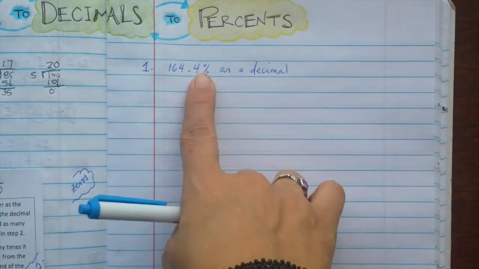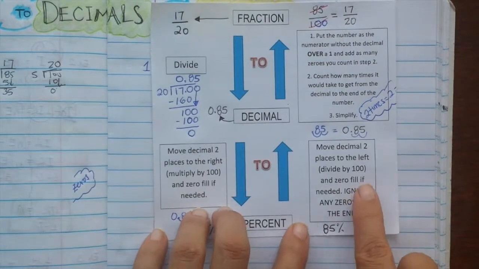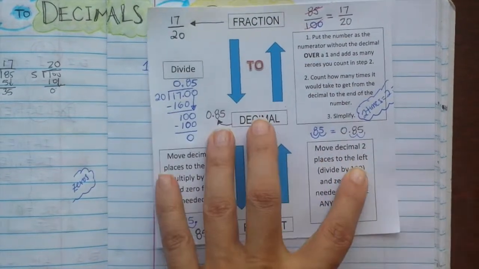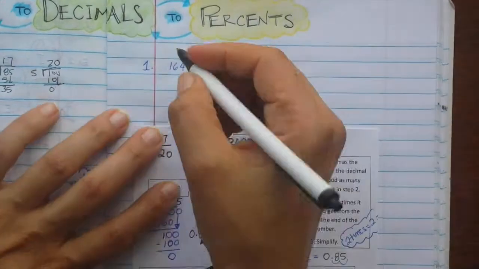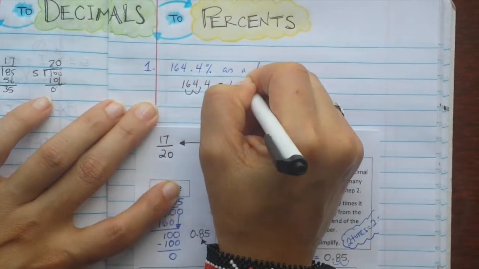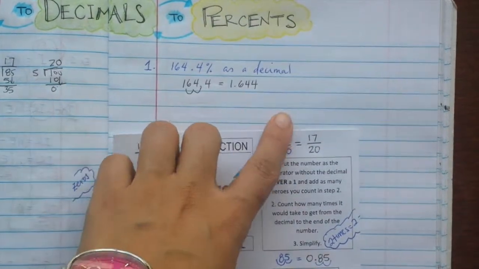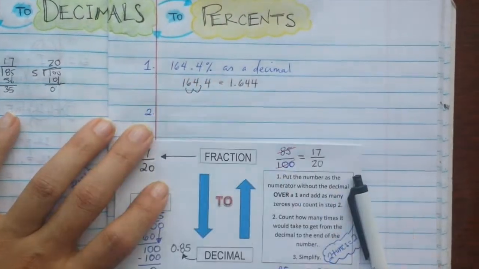So right now, that's a decimal. So we're starting off with percent, and then you're going to decimal. So percent to a decimal, so we're going up. We just move the decimal 2 places to the left. Ignore the zeros at the end. Alright, so write it down 164.4. Move it twice. There you go, 1.644. And you're done. Ignore any zeros at the end. No zeros at the end, that's fine. Alright, so number 4.